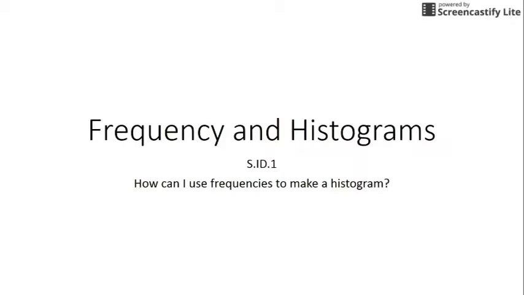Today we're going to talk about frequency and histograms, how we can use frequencies to make histograms. Now, a frequency is just a count of how often something happens. A histogram is basically just a bar chart that is showing exactly how often something happened. The difference between a histogram and any other old bar chart is that a histogram specifically references the use of a frequency. A histogram is not going to show you a percentage. A histogram is going to show you the exact number of times that something happened.